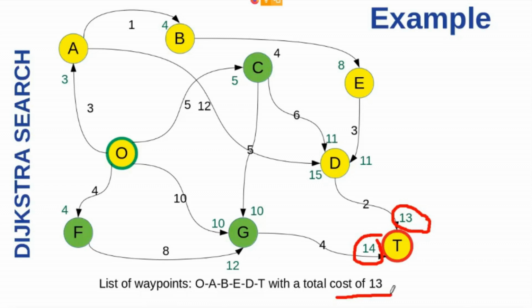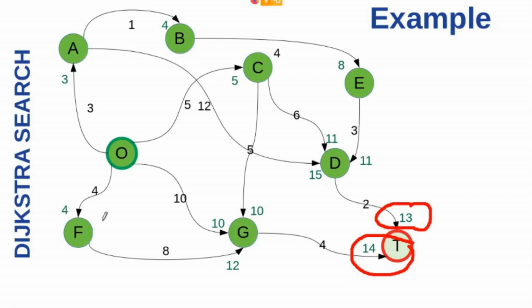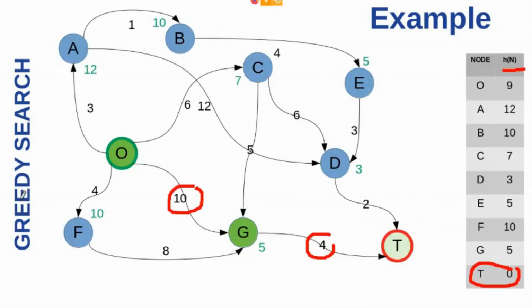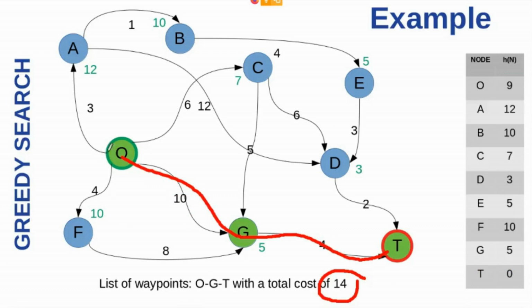As you have seen, the Dijkstra search has visited all the nodes in the diagram, right? While, on the other hand, we had the greedy search that is very fast in comparison with the total cost of only an additional unit, right?